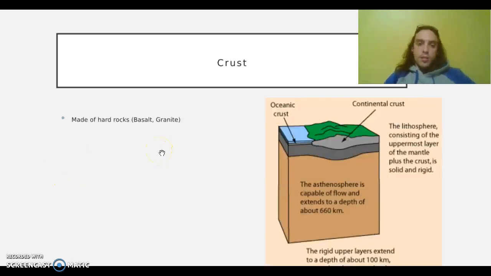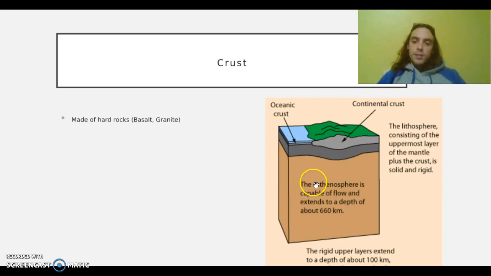All right, so the crust, it's made up of hard rocks. It's made up of basalt and granite. So oceanic crust, this is important. Oceanic crust is classified as being high in basalt. And then continental crust is very high in granite. That's going to be important when we talk about plate tectonics. So just remember: oceanic crust, basalt; continental crust, granite. And so the crust kind of sits on this layer of the mantle called the asthenosphere.